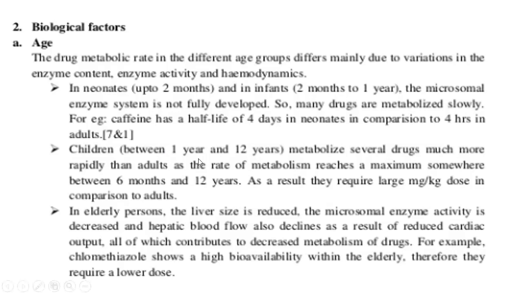Then similarly, children, like 12 years old, kids and adults, metabolize several drugs much more rapidly. The rate of metabolism will be maximum between 6 months and 12 years, so they require a larger dose of the drug. That is the same in the case of adults also, because in adults the enzyme levels will be good, and so the rate of metabolism will be good in adulthood also.